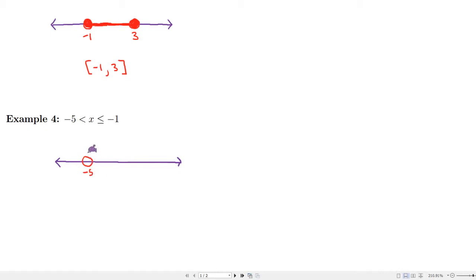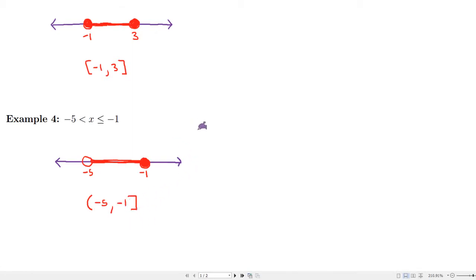Now, are we going to fill that in? Well, no, because we're not including -5. And -1, are we going to fill this in? Well, yes, because we're allowing x to be equal to that. And so this compound inequality is saying x is between these, right? So that's satisfying both of those inequalities. So that would be this right here. Okay? And so that would be this interval. So -5, open parenthesis, and close like that.